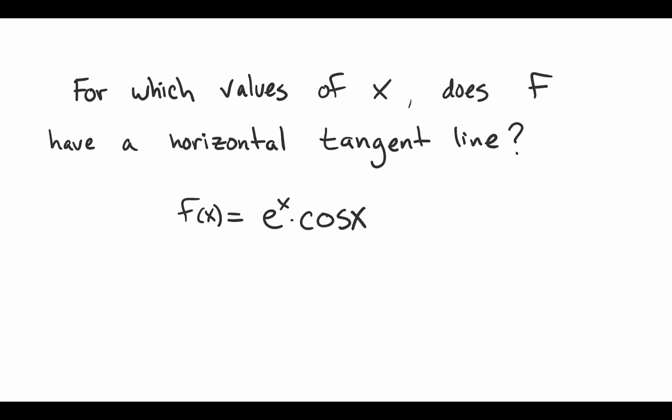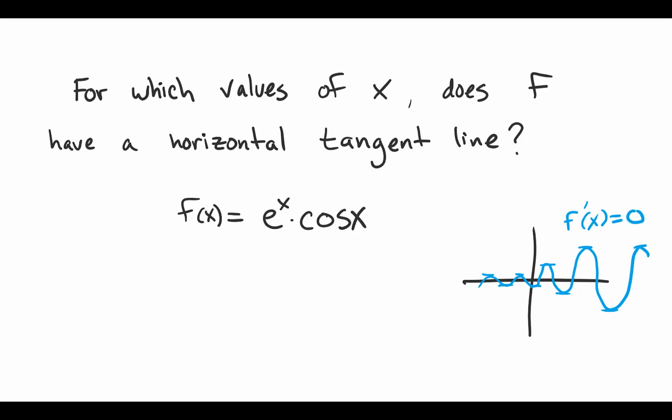For which values of x does f have a horizontal tangent line? For our function e to the x times cosine of x. What does it mean to have a horizontal tangent line? If you were to have a function going like this, wouldn't it be like these spots? Horizontal tangent lines, I'm gonna call these. That's not a graph, but just kind of throwing it out there. Those peaks and valleys would give us horizontal tangent lines. It's also where our derivative will equal 0.